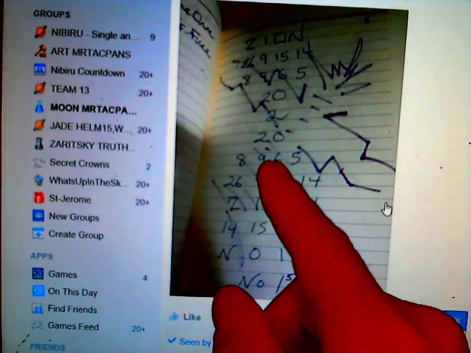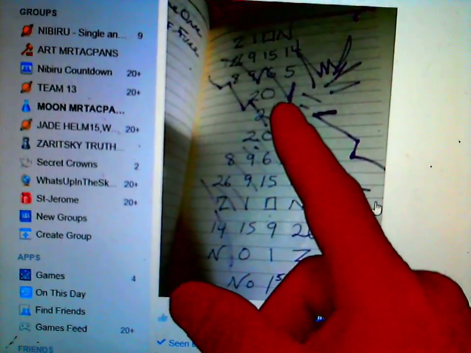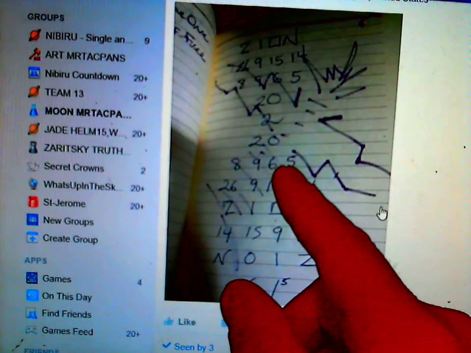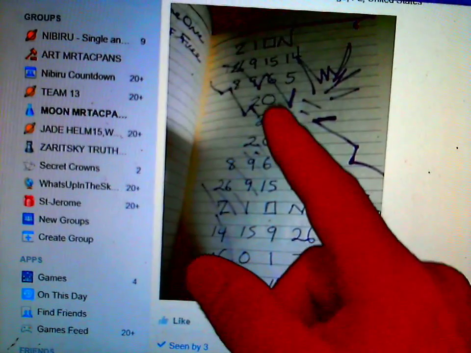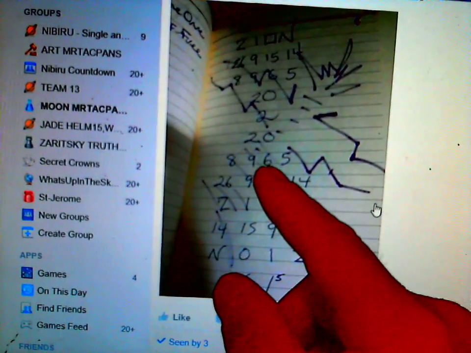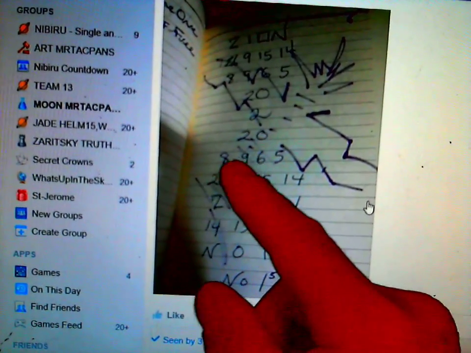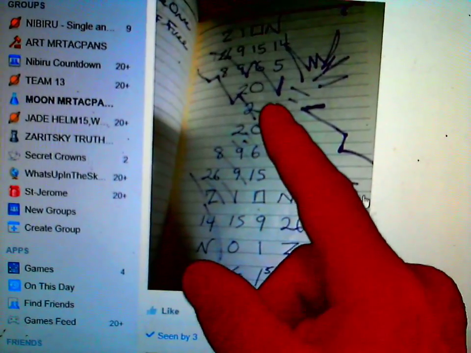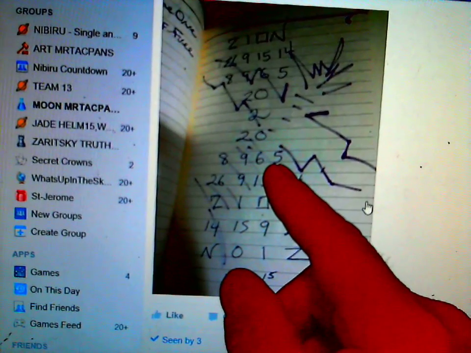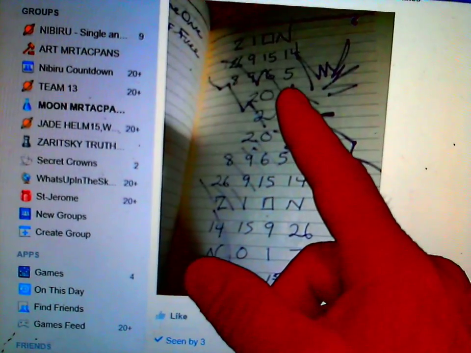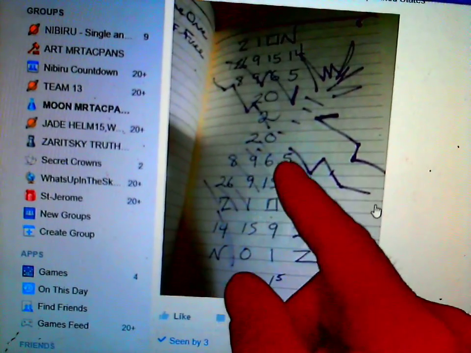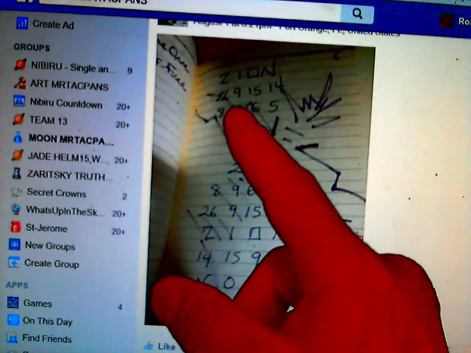7, 3. 6 and 6 is 12. 1 and 2 is 3. 3 and 3 is 6. 7, 3, 6. 5 and 5, 0, 5 equals 6, 5. 6 and 5, 11. 1 and 1 is 2. 2 and 2 is 4. 3, 4, 7, 6. Size of the moon, diameter of the moon.